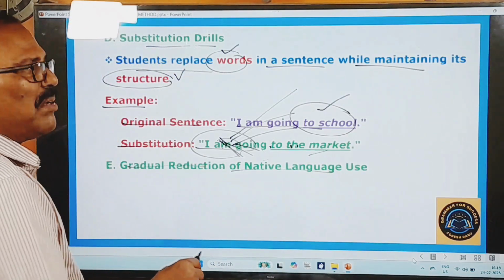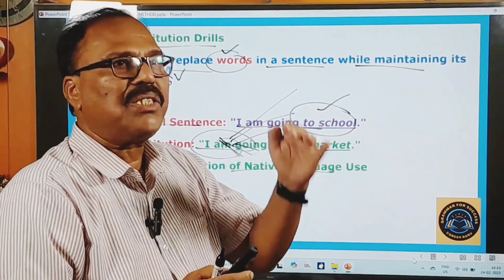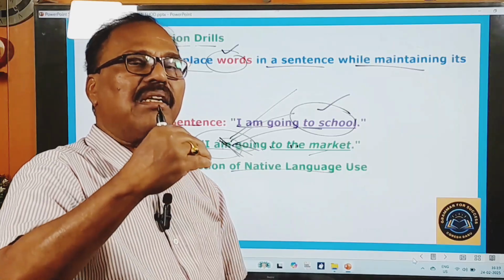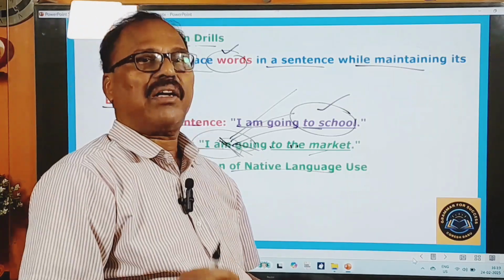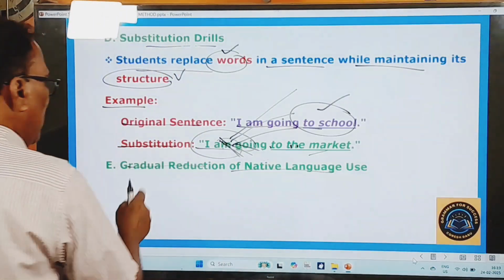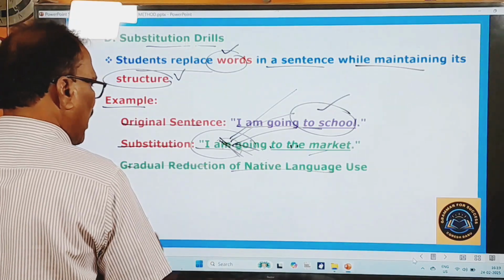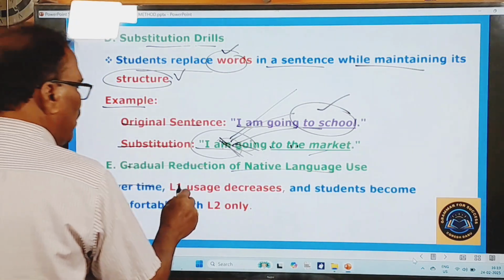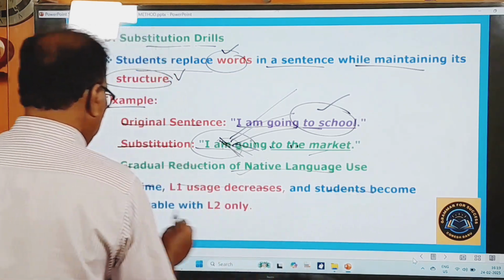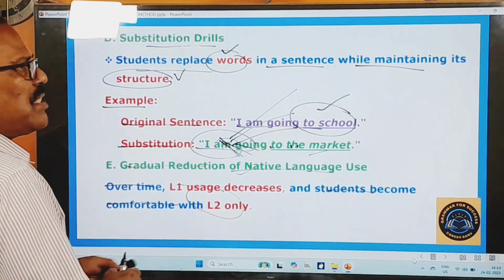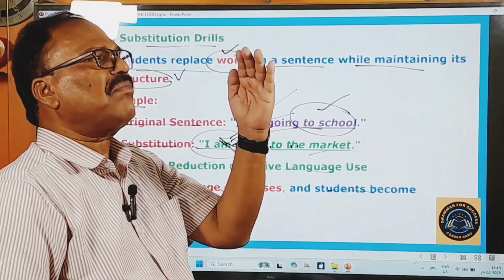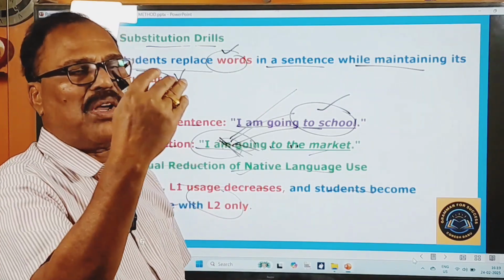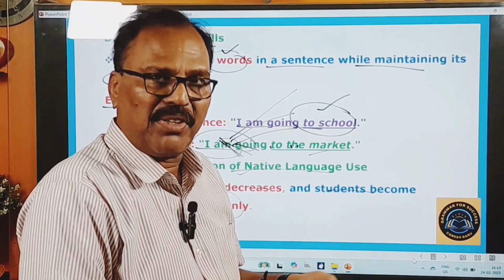Go to the next one: gradual reduction of native language use. In this bilingual method classroom, the teachers gradually decrease the use of native language and gradually increase the use of the target language. That is really a wonderful thing. Over a period of time, L1 usage decreases and students become comfortable with L2 only. So gradually the use of L1 will decrease considerably, and the use of L2 will increase, and the students will feel very comfortable with L2 only.